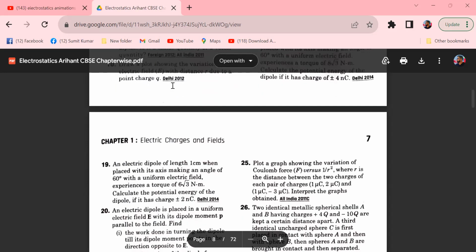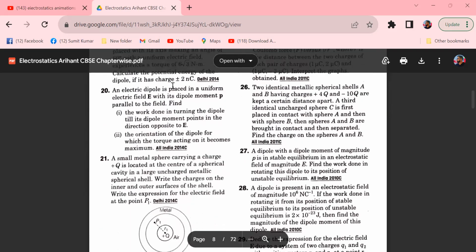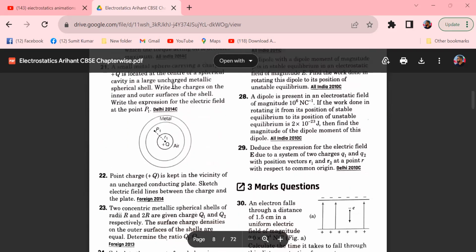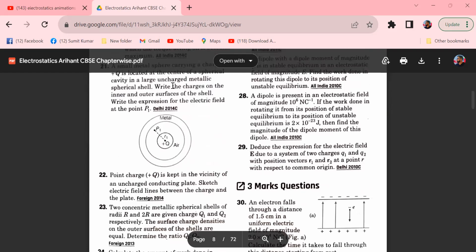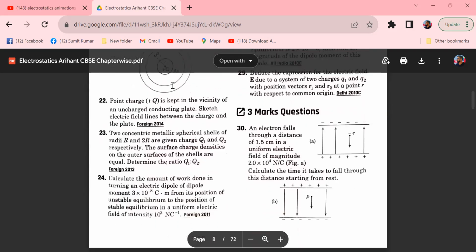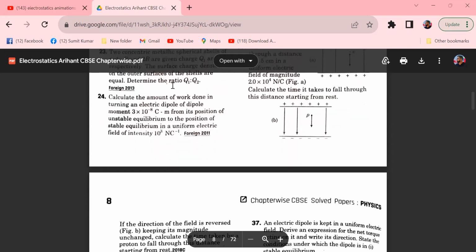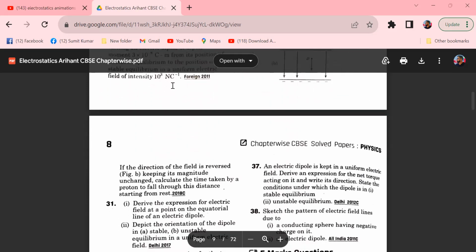Then you see why I told you that electric dipole is very, very important. Electric dipole of length 1 centimeter placed along the axis; electric dipole in a uniform electric field. You can all see that, right? Metal sphere, point charge plus Q kept in the vicinity of an uncharged conducting plate. So many times it has come. Two concentric metallic shells of radius R and 2R are given charges Q1 and Q2. The surface charge density on the outer surfaces of the shells are equal. Determine the ratio of Q1 to Q2. This is a question from potential. Calculate the amount of work done. The question on work done.